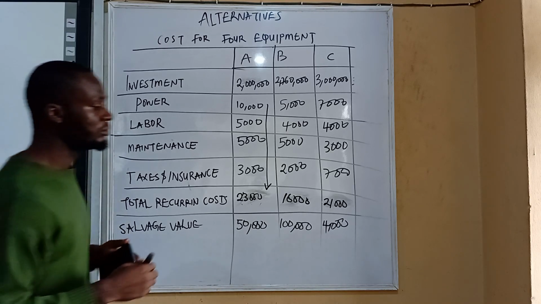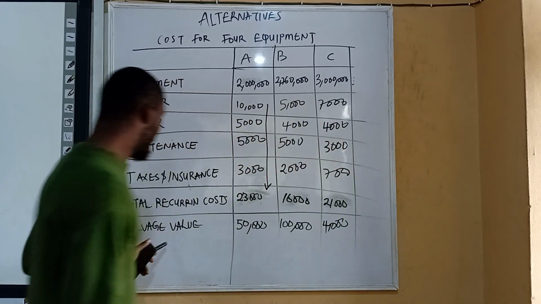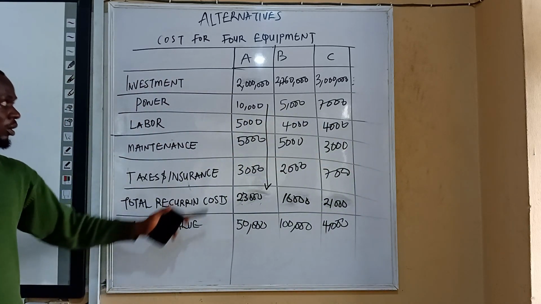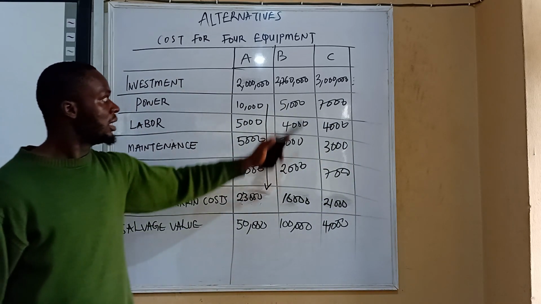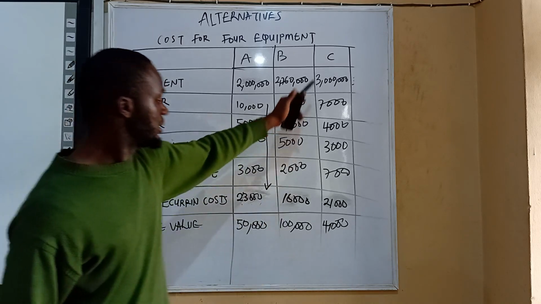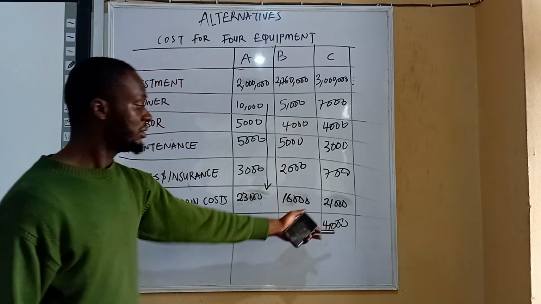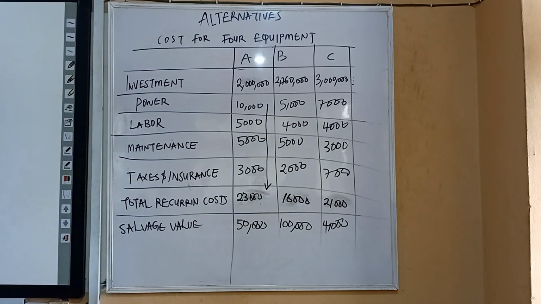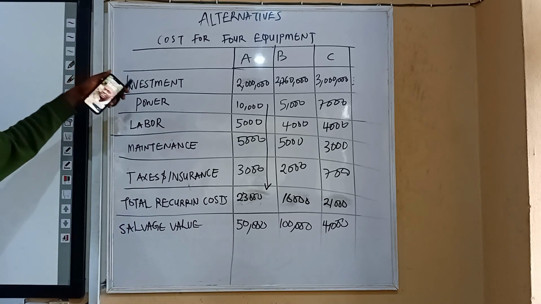That's the useful life. So the salvage value of equipment A is 50,000, equipment B is 100,000, and equipment C is, let's say, 4,000. So you want to know which equipment to pick. So you now draw this on a cash flow diagram.